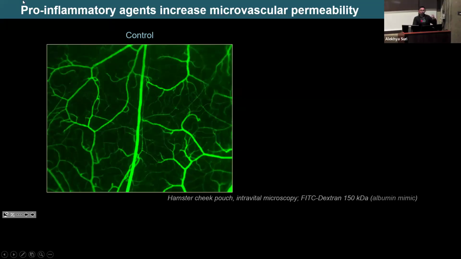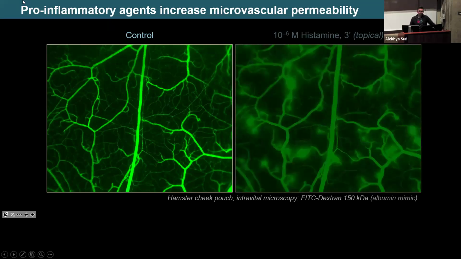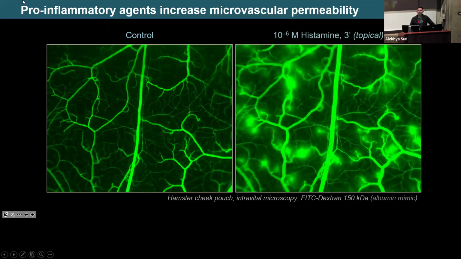But then what we're going to do is put a relatively high dose of histamine. The same molecule that mediates our allergic reactions and all that stuff. That is actually a very potent pro-inflammatory agent. And when histamine binds to endothelial cells, it causes nitric oxide production. I'm going to tell you a little bit about that later. So when you put histamine, that happens. What you're seeing, first of all, take a look at the central arteriole.